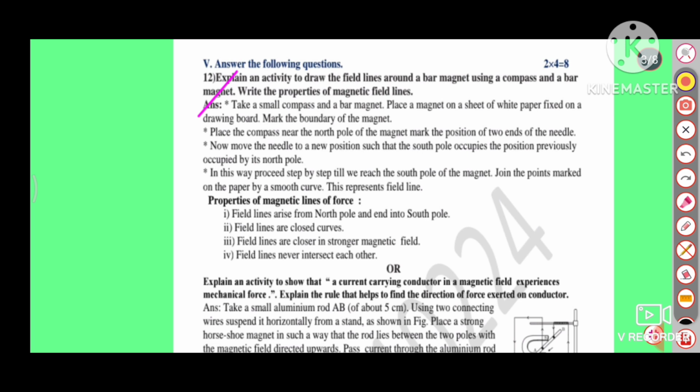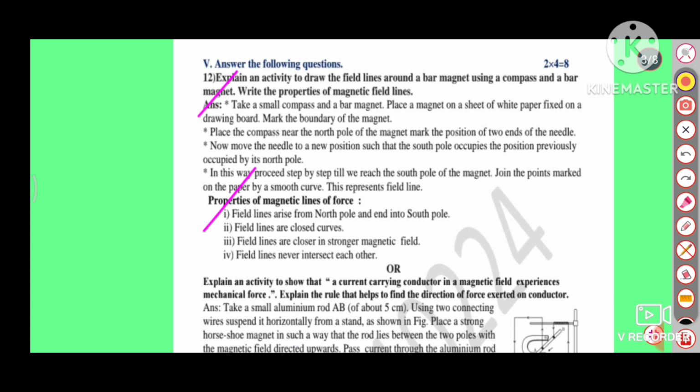occupies the position previously occupied by its north pole. In this way, produced step by step, we reach the south pole of the magnet. Join the points marked on the paper by a smooth curve. This represents a field line. Next, properties of magnetic lines of force.